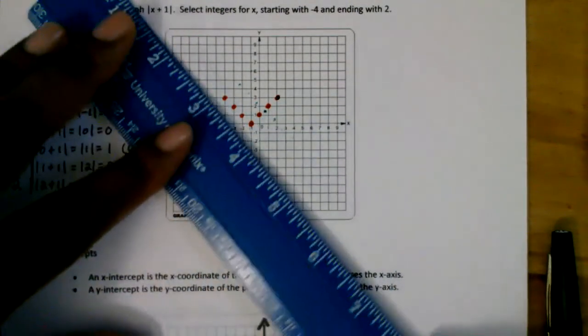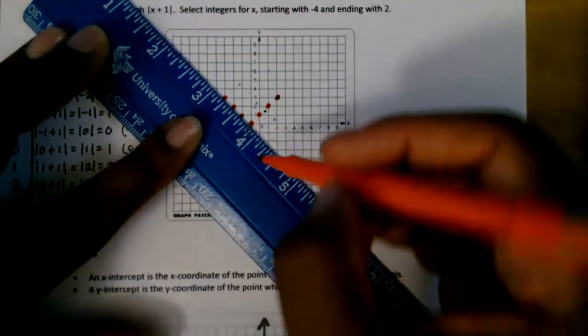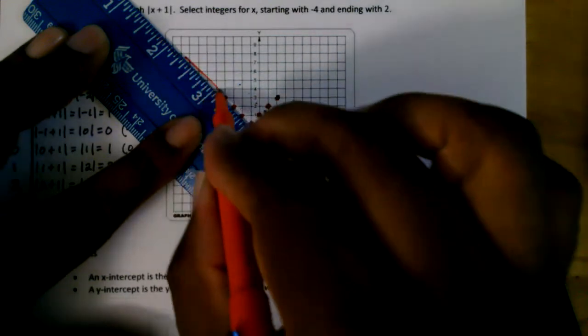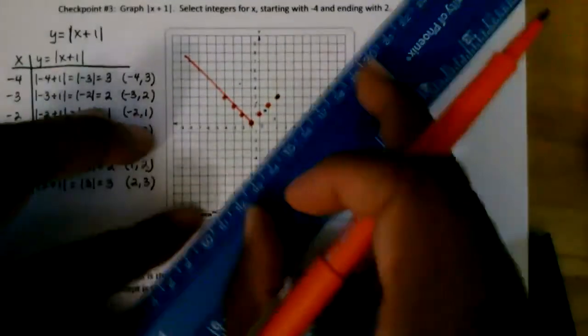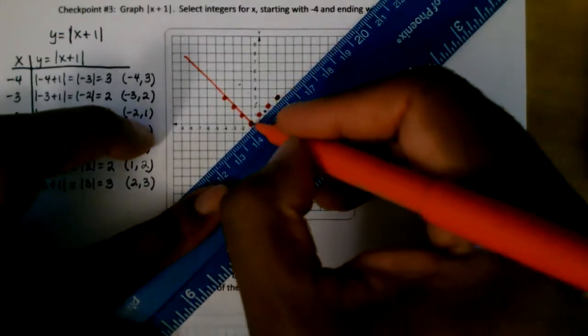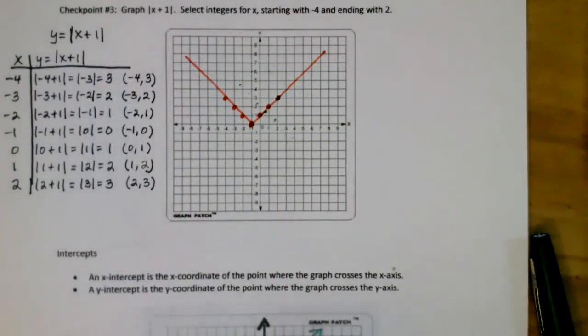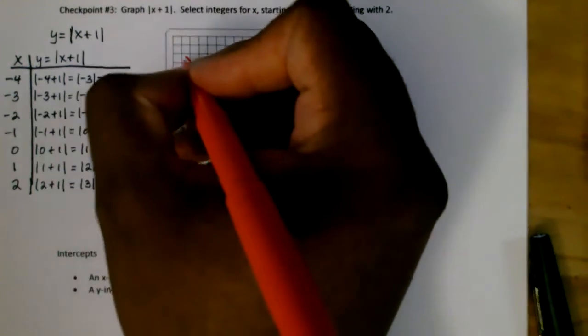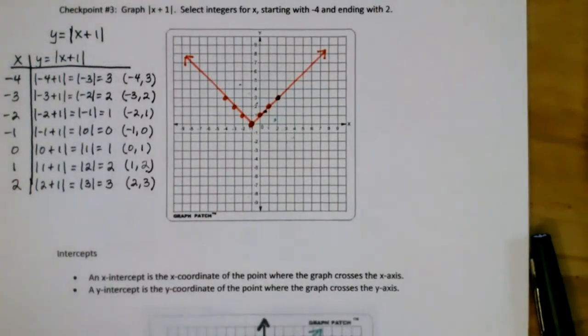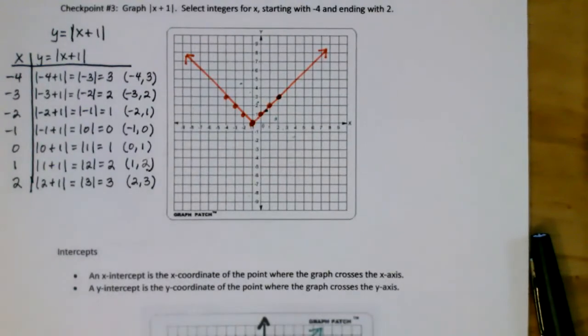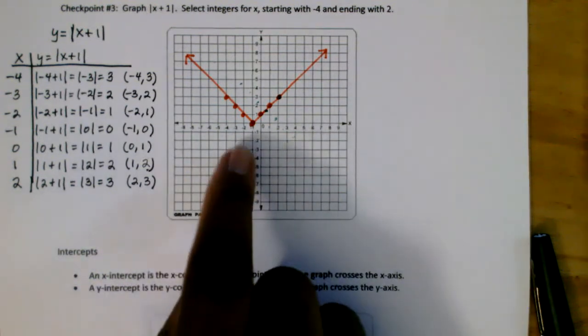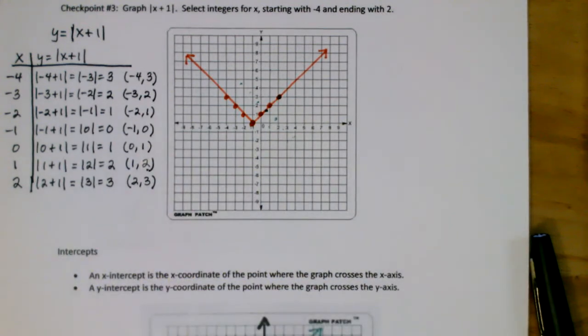So these are my ordered pairs for y equals the absolute value of x plus 1. And if I connect those points, notice that the graph looks like this. It is a V-shaped graph. The absolute value function is always going to be a V-shaped graph. But this one is just a variation of y equals the absolute value of x.